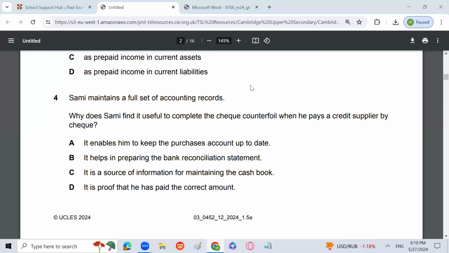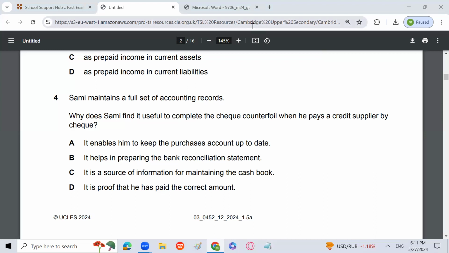So it is a source of information for maintaining the cash book. Check counter file can never be used for the preparation of bank reconciliation statement. A is not the answer. It is a source of information for maintaining the cash book. That is also wrong, because for maintaining the cash book, we used to see payments through the bank, but check counter file is a document which is used over there.